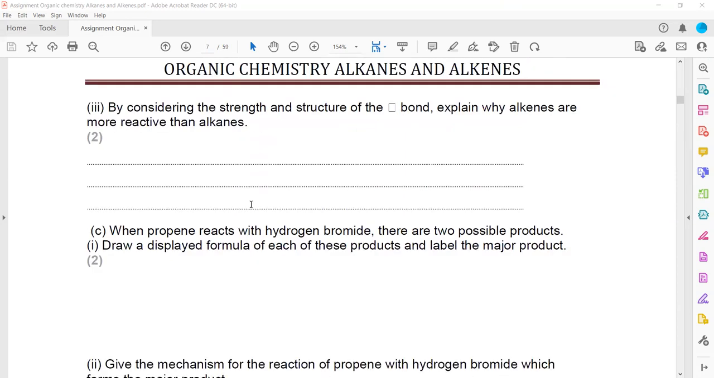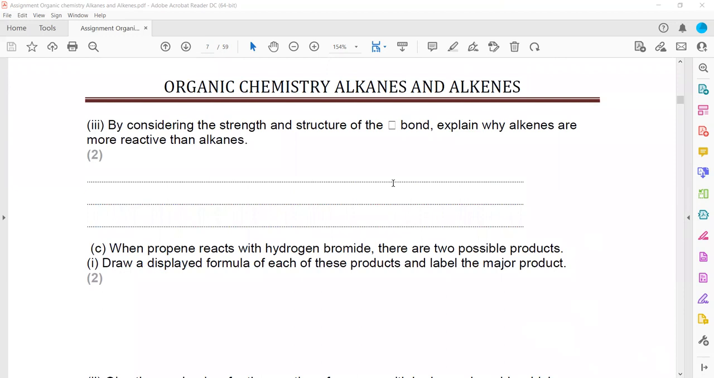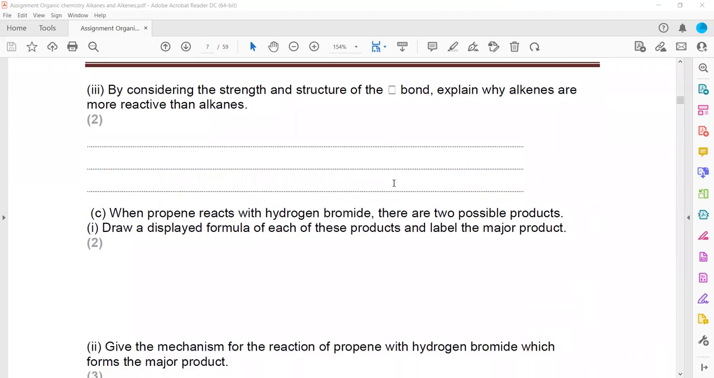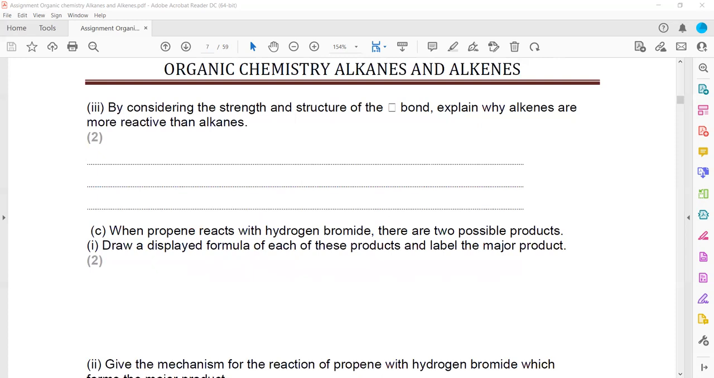By considering the strength and the structure of the double bond, why are alkenes more reactive than alkanes? What is the reason why the reactions of alkenes are much faster than alkanes? Because pi bonds are weaker bonds, so they can break easily. The carbon-carbon double bond has a high electron density, so it can easily attract the electrophile, or an electrophile can easily attack it.